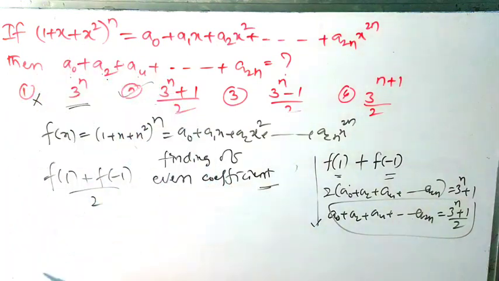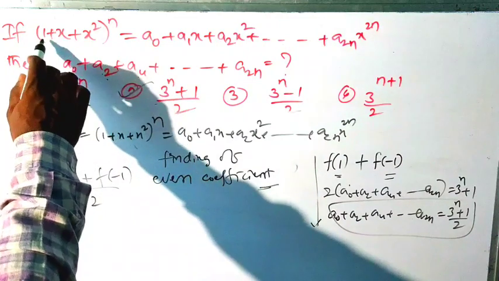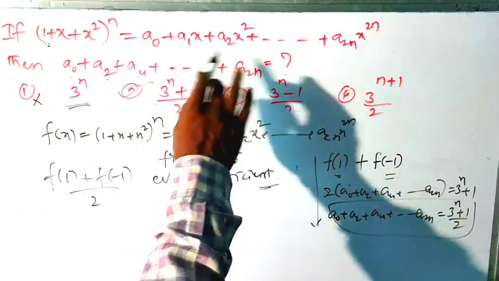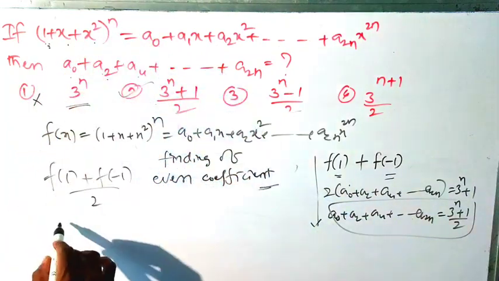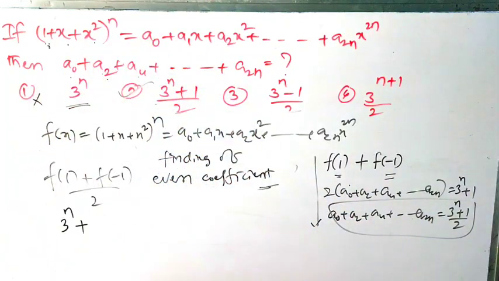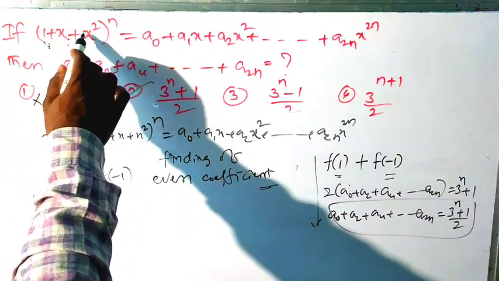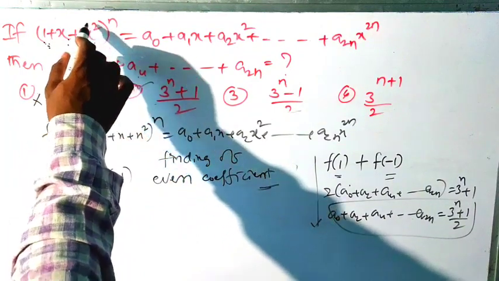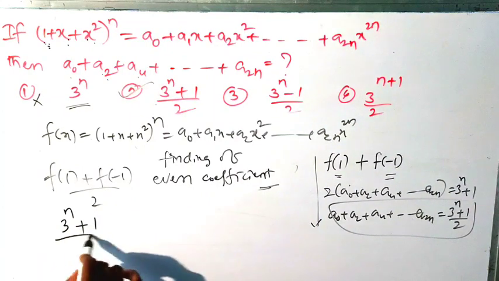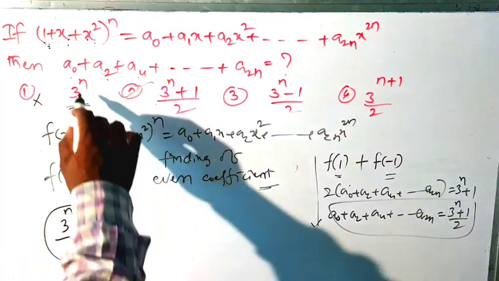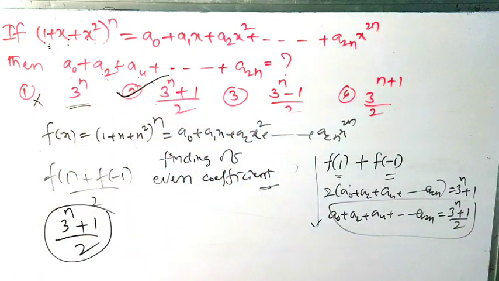So directly we get it. Substitute here: f of 1 is nothing but 1 plus 1 plus 1 whole power of n, that is 3 power of n. F of minus 1 is 1 minus 1 plus of minus 1 whole square. So minus 1 plus 1 cancel, and we get 1 power of n, which is 1. Divided by 2, that is the direct answer, the second option, for finding the even coefficients.